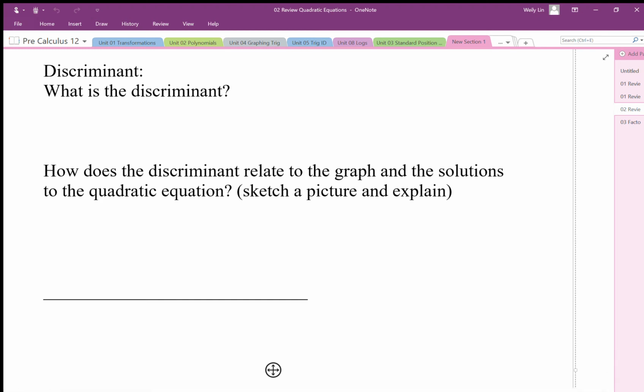So the discriminant. The discriminant is a very important part of the quadratic formula because it tells us a lot of things, and not just with the quadratic formula, but it tells us stuff about the graph as well. So first of all, what is the discriminant?